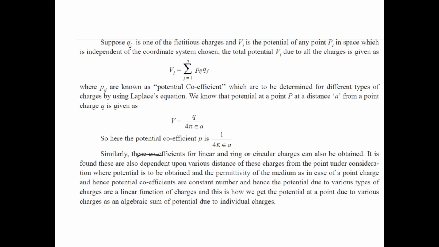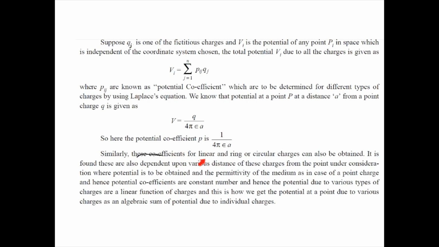Say for example, here we have got Qj with the number of charges, and let us consider any point Pi where the electric potential is Vi. The electric potential Vi can be written as summation of Pij into Qj, where j is equal to 1 to n. So there are n number of charges. So Pij is essentially a potential coefficient, and the voltage at any point can be expressed in terms of this expression Q upon 4 pi epsilon 0 a. So this is a potential coefficient for a point charge.